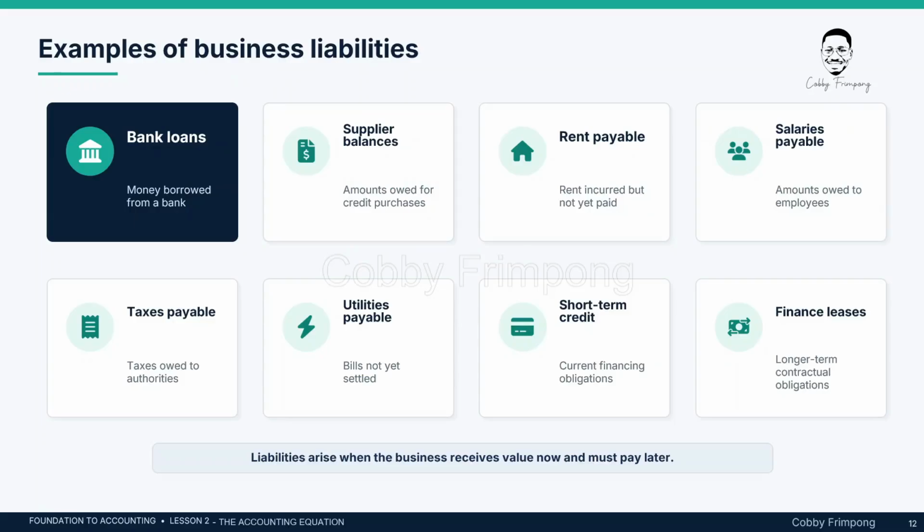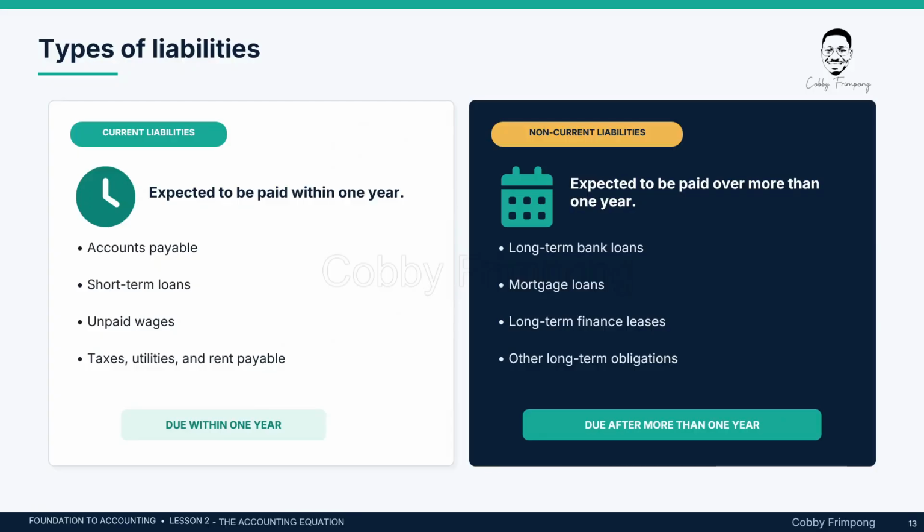Examples of liabilities are bank loans, supplier balances, rent payable, salaries payable, taxes payable, utilities payable, short-term credit, and finance leases. Liabilities arise when the business receives value now and must pay later. Types of liabilities.